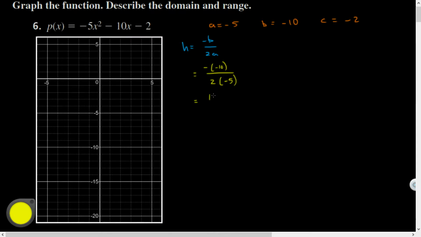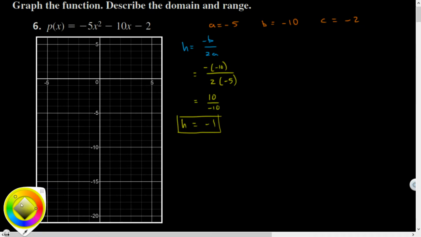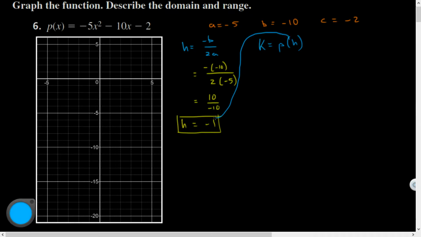And so that's going to be positive 10 over negative 10. Negative 1 is the value of h. And now to find k, well, let's see. This one actually takes some calculation. Actually, instead of f of h, I should call that p of h, because they happen to name their function p. And I'm plugging in this value here.